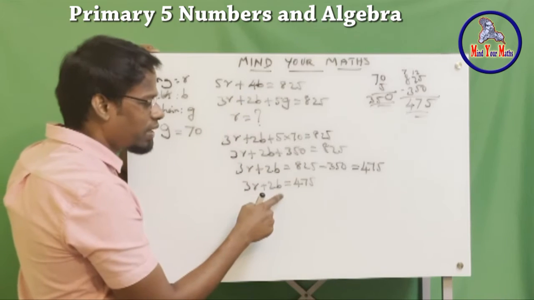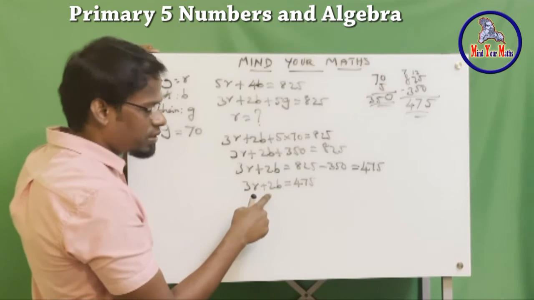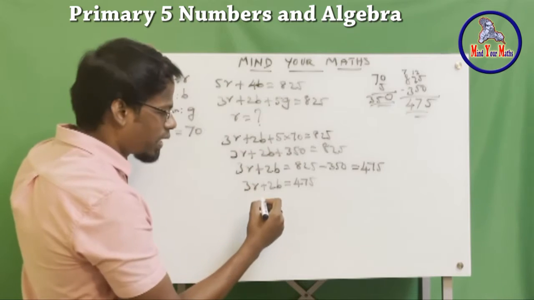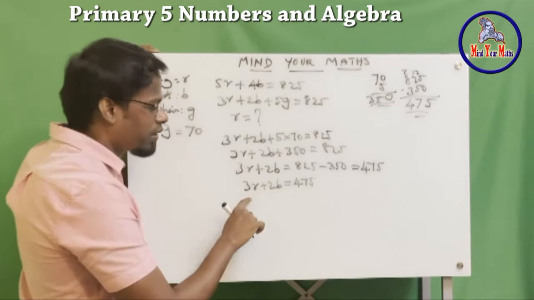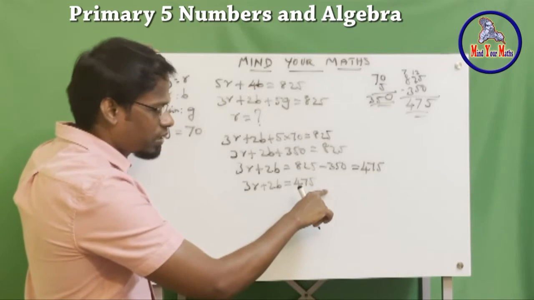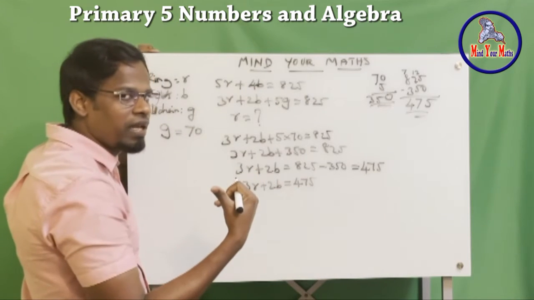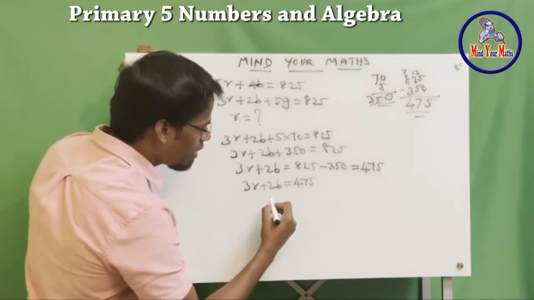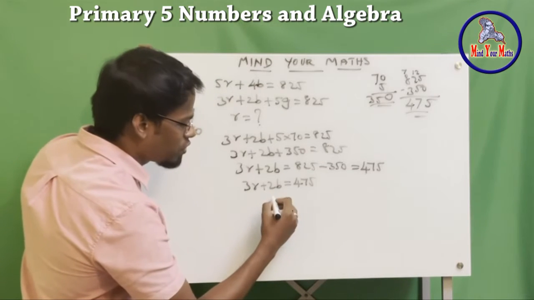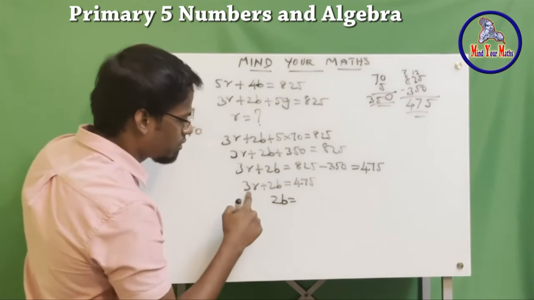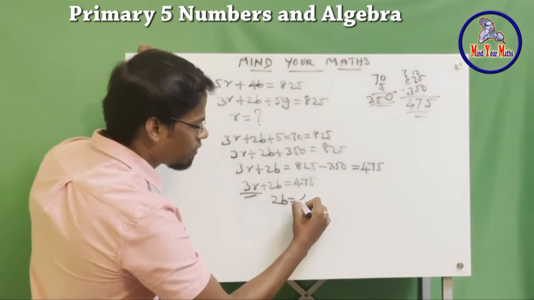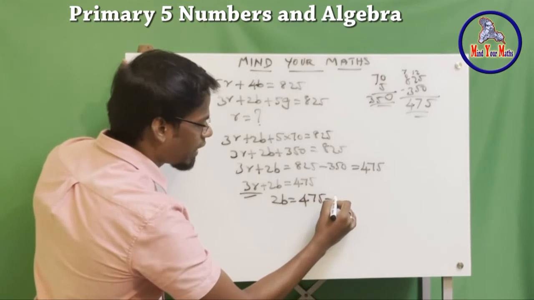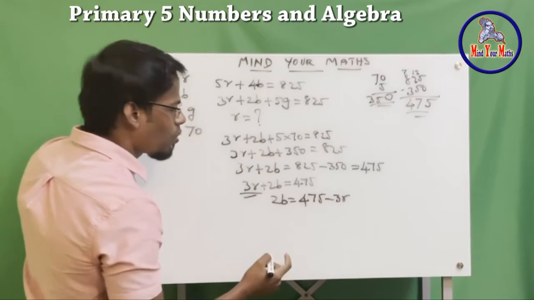So how to find the value of B? Let's do one thing, as per the rules, right? We leave only the B on this side and the remaining we bring to the other side. Yeah, this is a thumb rule. You watched that video that I have given, right? So if we have to find the value of 2B equals, we take all the 3R to the other side. So 475 minus 3R. Why minus?